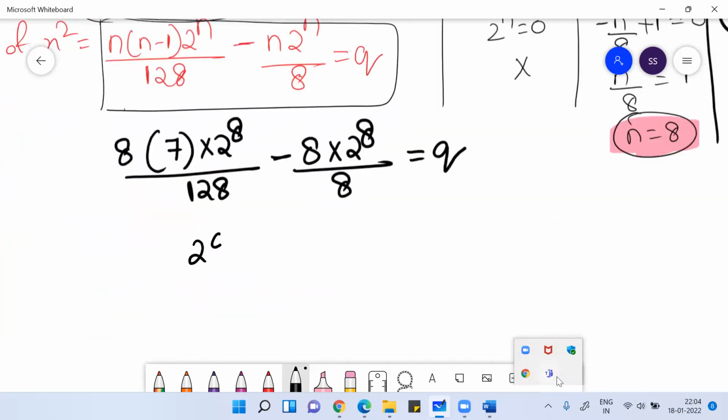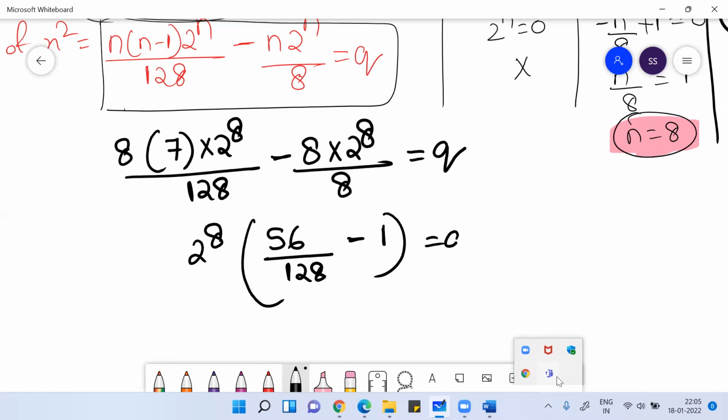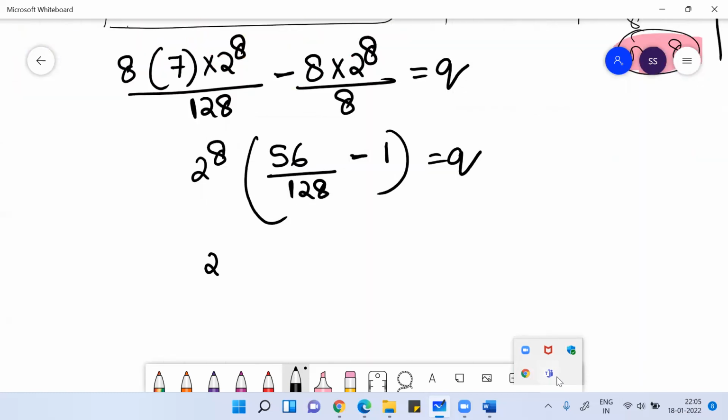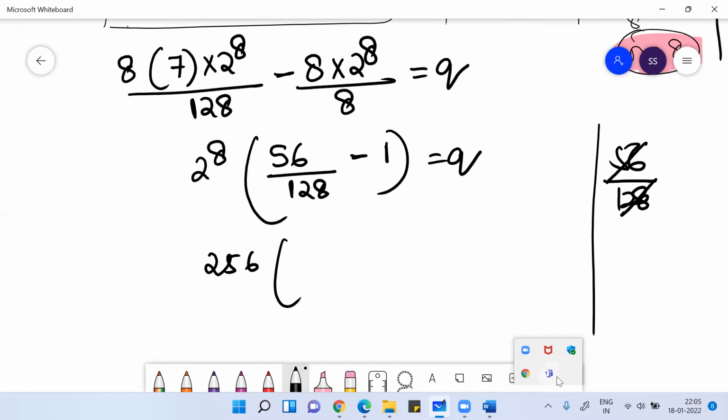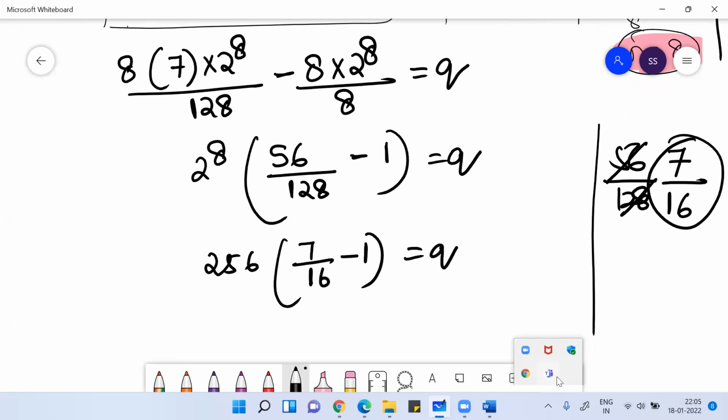So I can take 2 to the power 8 common. If I take 2 to the power 8 common, I'll get 56 by 128 minus 8 by 8. 8 by 8 means 1. Correct. This is the value of Q. So Q is 256 times that. This 56 by 128, what is 56 by 128? If I divide by 8, 8 sevens are 56, 8 sixteens are 128. This is 7 by 16 minus 1. That is the value of Q.